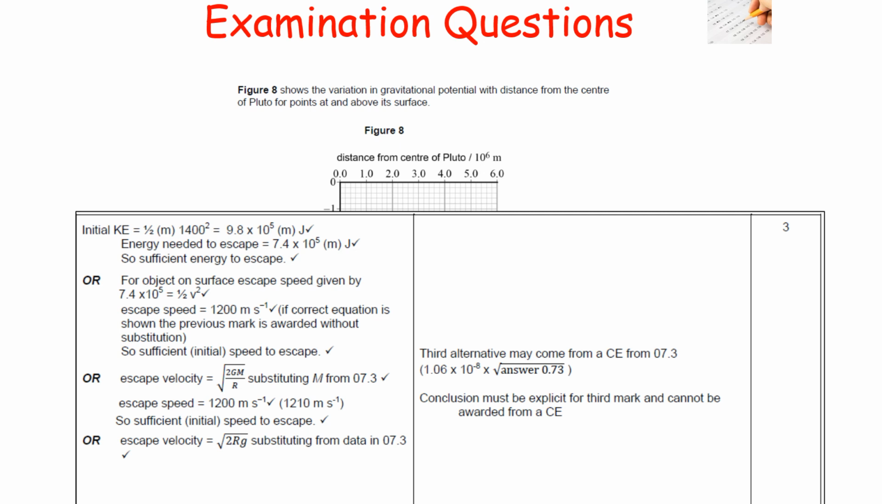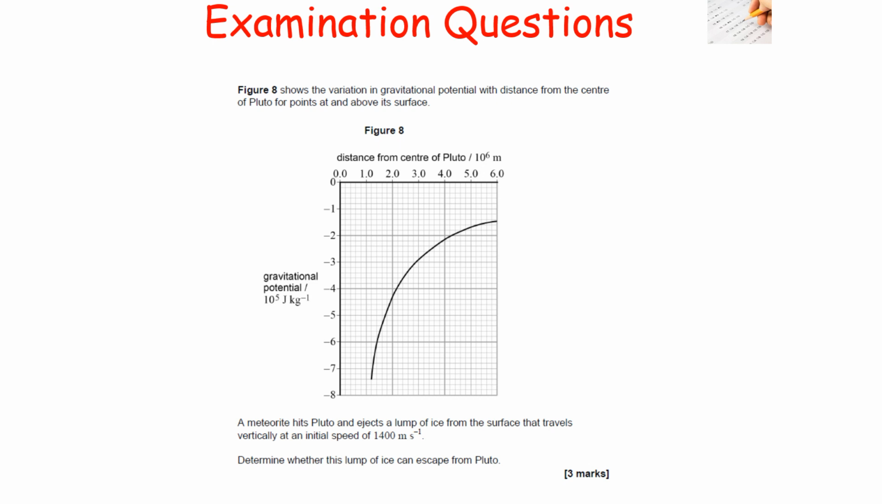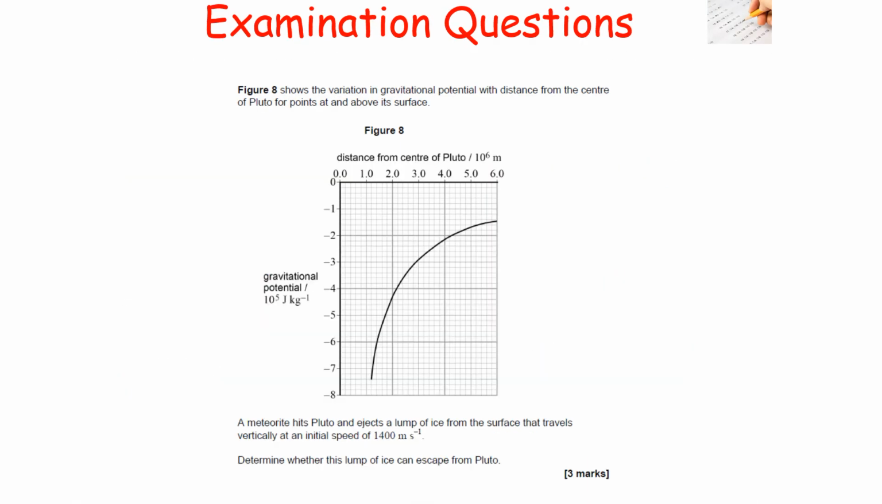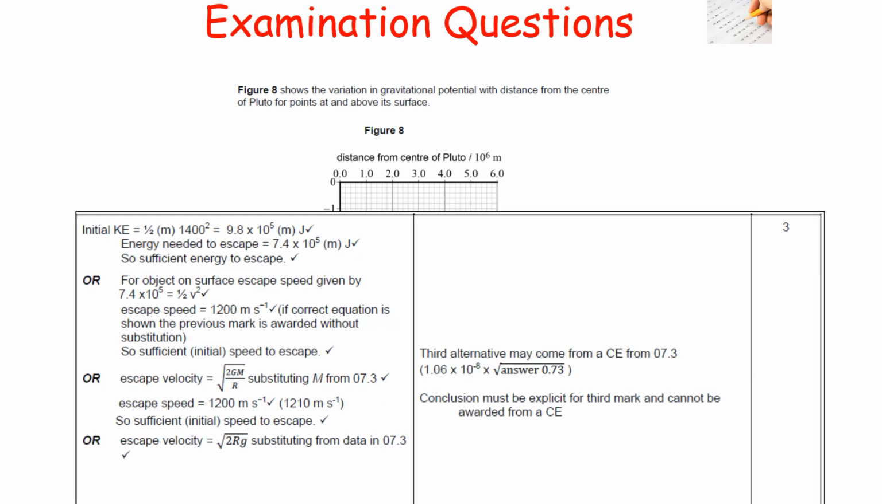Now we know M, which is the mass of Pluto from the previous question. We've got big M, we know big G, and we know the distance from the center of Pluto by looking at figure 8. So you can work out your escape velocity, which is 1,200 meters per second. That's our minimum velocity needed to escape. We're told it's leaving with 1,400, so it's at a value bigger than the escape velocity, so it will leave the field.